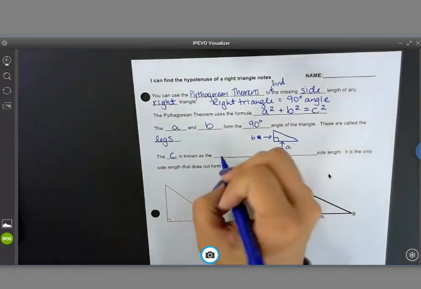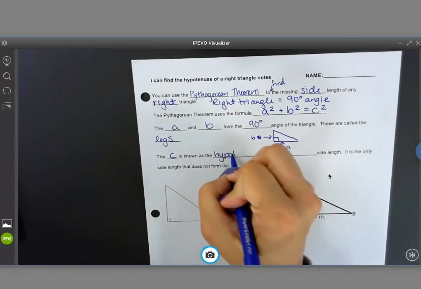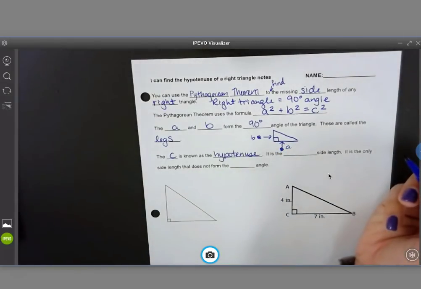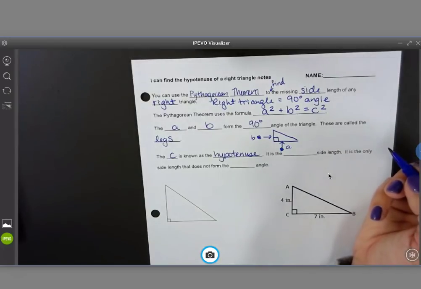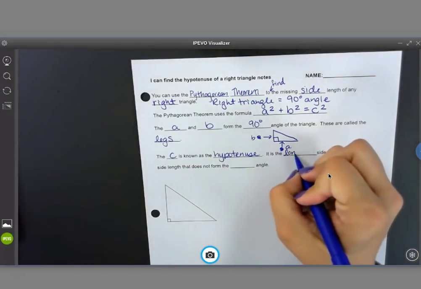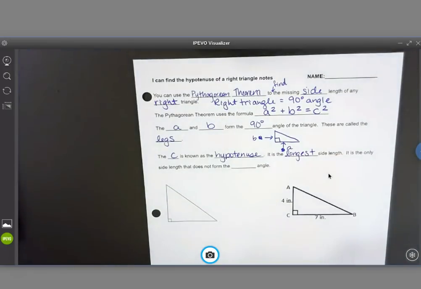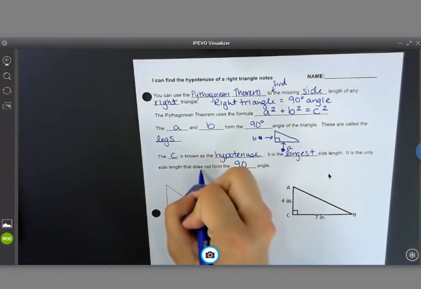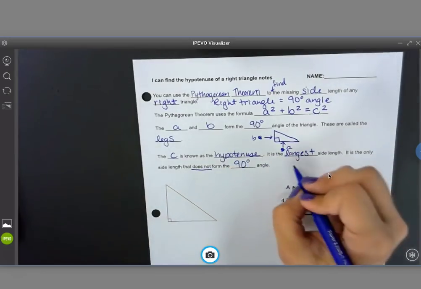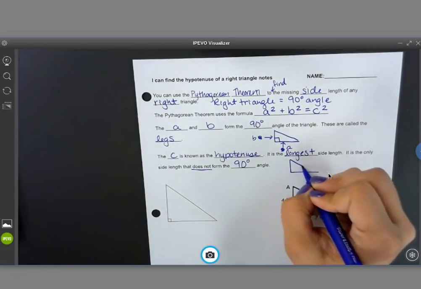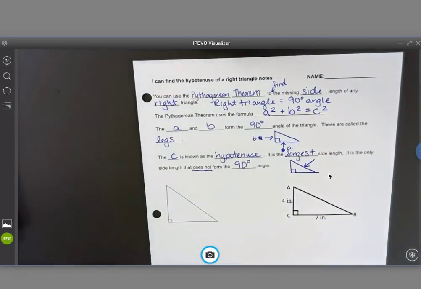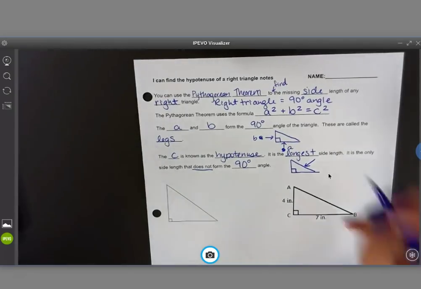The C is known as the hypotenuse. It is the longest side length, and it is the only side length that does not form, let's underline, does not form the 90-degree angle. So when we have a right triangle, it's the only side of the triangle that does not touch that 90-degree angle. Okay, so that's side C.